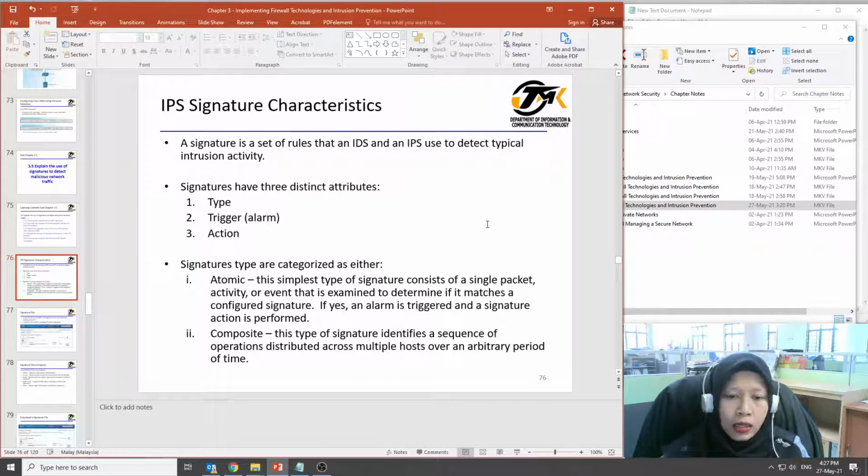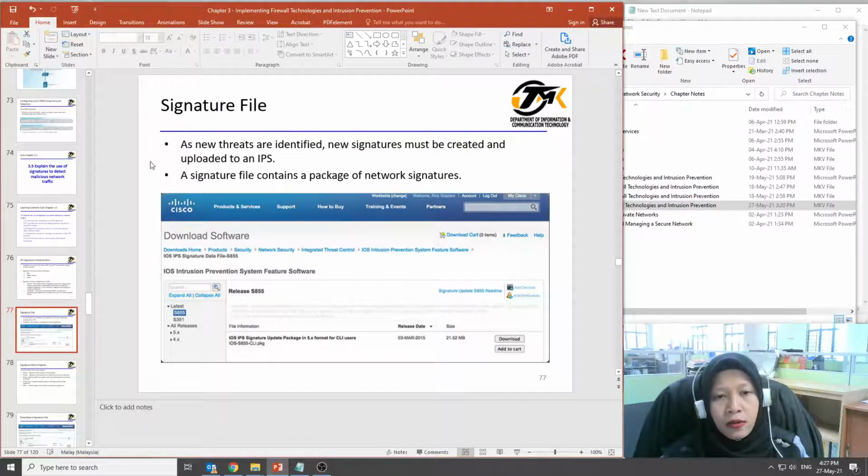For composite, it usually identifies execution of operations across multiple hosts over an arbitrary period of time. So basically, atomic is much lighter than composite, because it's based on a single packet.